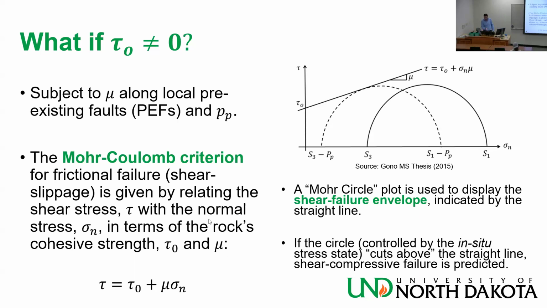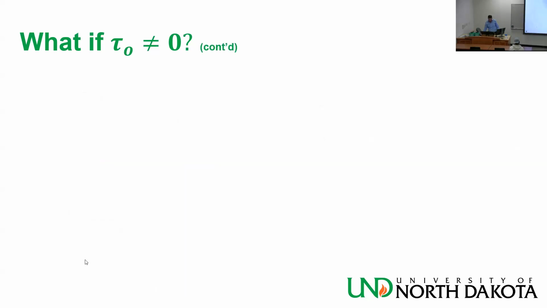You cross that line, you have failure. Sigma 1 and sigma 3 are basically the in situ stresses, and they control the size of the circle. That's the whole thing about the Mohr circle diagram. It's a very simple and useful diagram. And pore pressure makes you go closer to shear failure. I don't think I have enough time today to do the example.